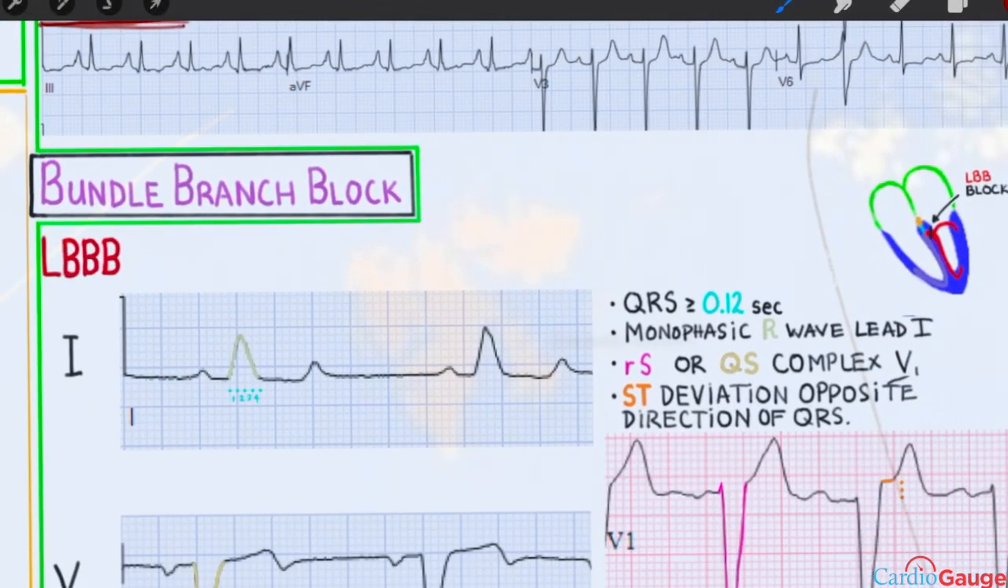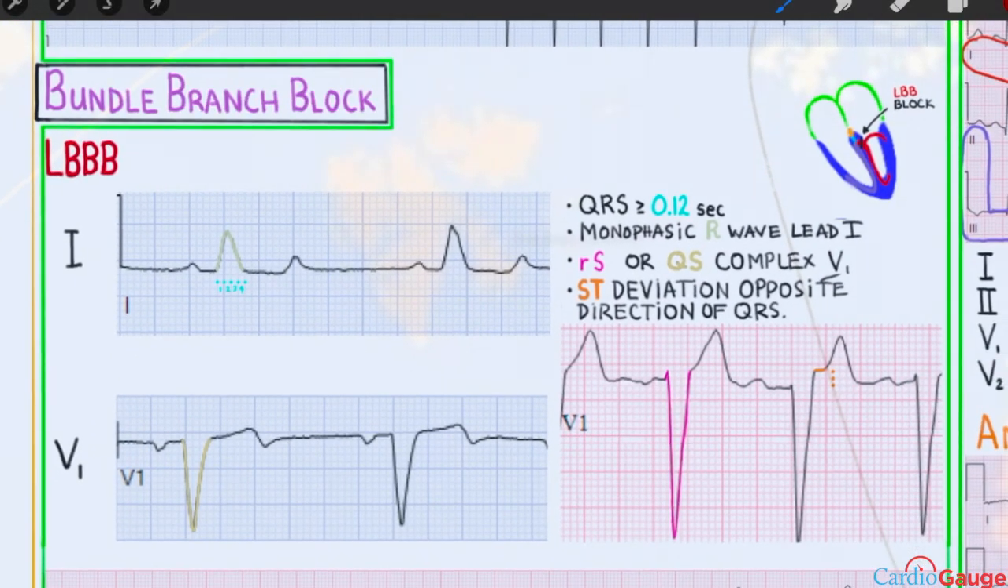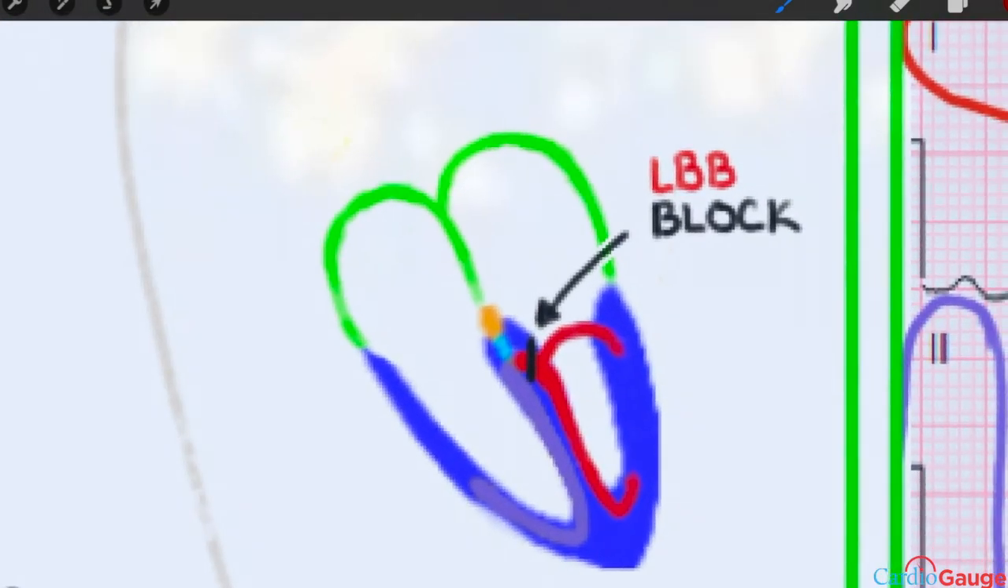All right, let's go into bundle branch blocks. The bundle branches are specialized electrical conduction tissue that happen right after the His bundle, which is this guy. So there's the right bundle and there's the left bundle. And I'm going to show you an example of left bundle branch block here first. So this can stop working because of a myocardial infarction or degeneration of the myocardial tissue in that area.